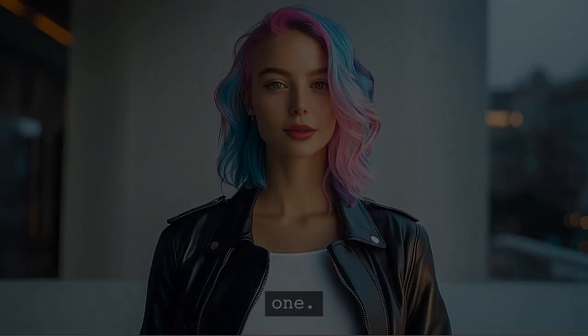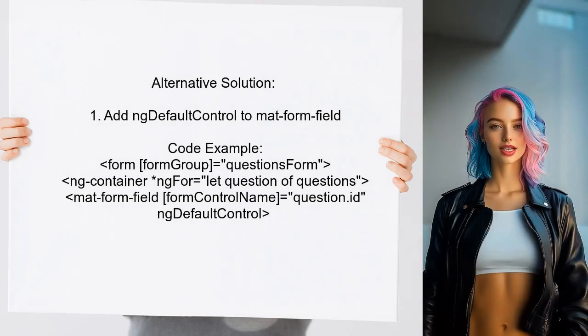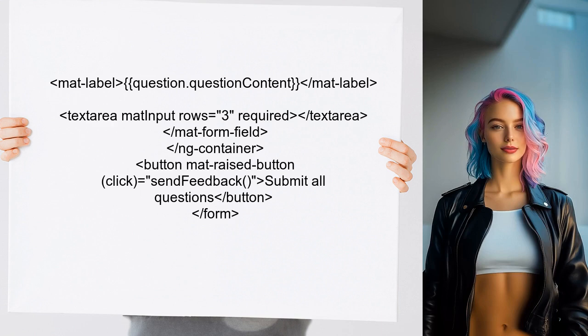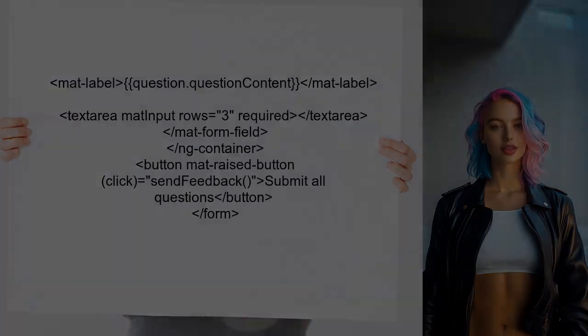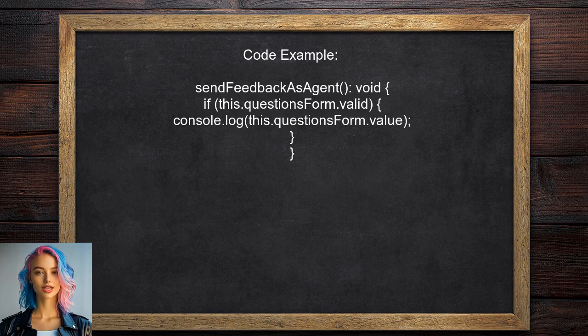Let's explore another one. An alternative solution from another user suggests adding ng default control to your mat form field when generating forms dynamically. This adjustment resolved their issue with the form controls not being found. In their send feedback function, they retrieve the values from the dynamic form by accessing the form group's value, ensuring the form is valid before logging the results.